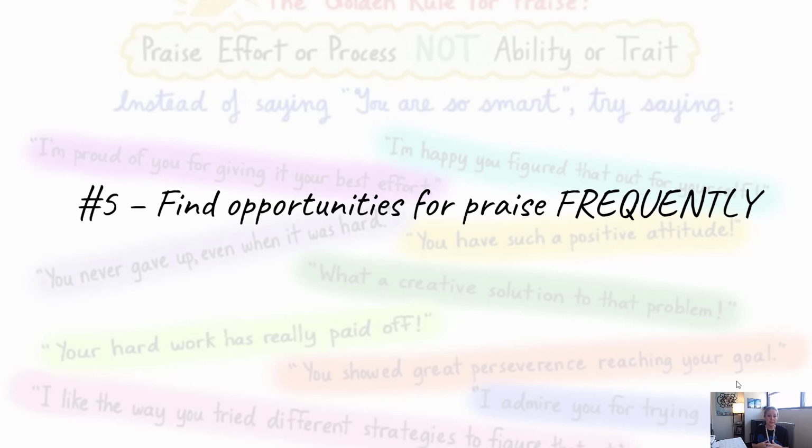Tip number 5 is find opportunities for praise frequently. And notice I put that in all capital letters. This really goes for your high flyer misbehavior students. Your ones that act out a lot, those are the students that you need to find opportunities to praise, because I can tell you that's what's going to help their behavior flip.